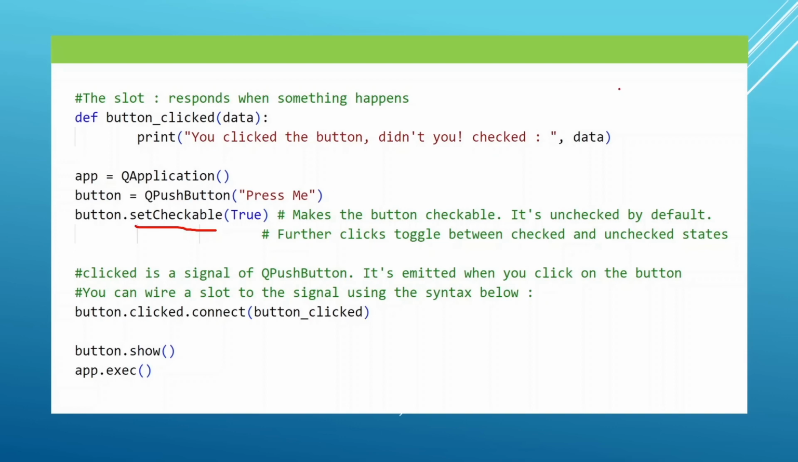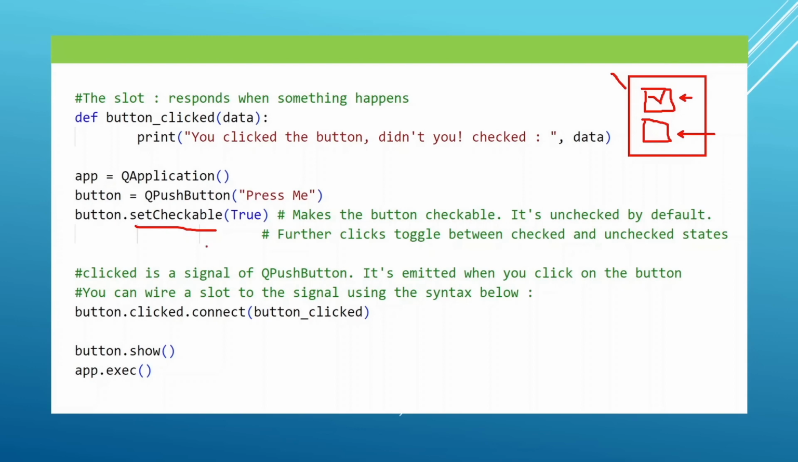And it is really going to be simulating the behaviors we have with checkboxes. If you click on a checkbox, it's going to be checked. You click on it again, it's going to be unchecked. And it is basically going to be toggling between these two states. That's what we are simulating here with our QPushButton component.